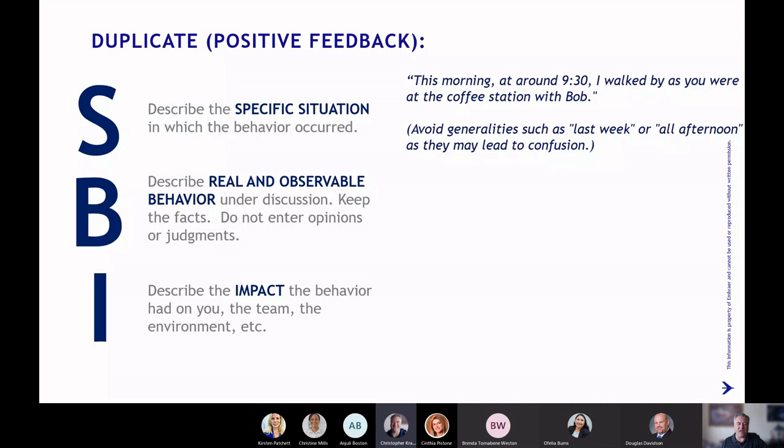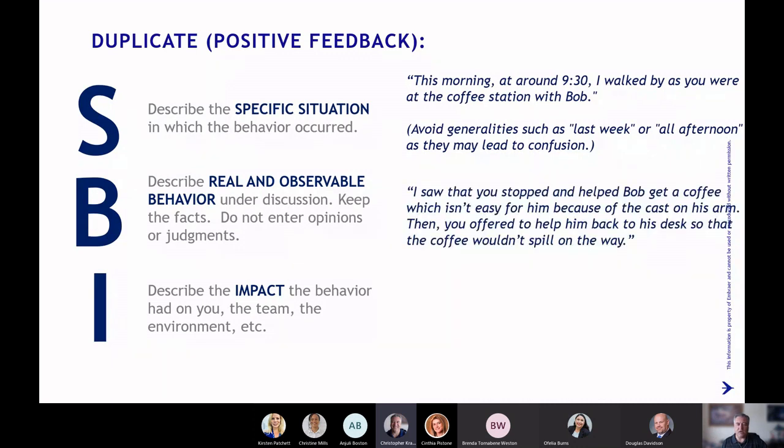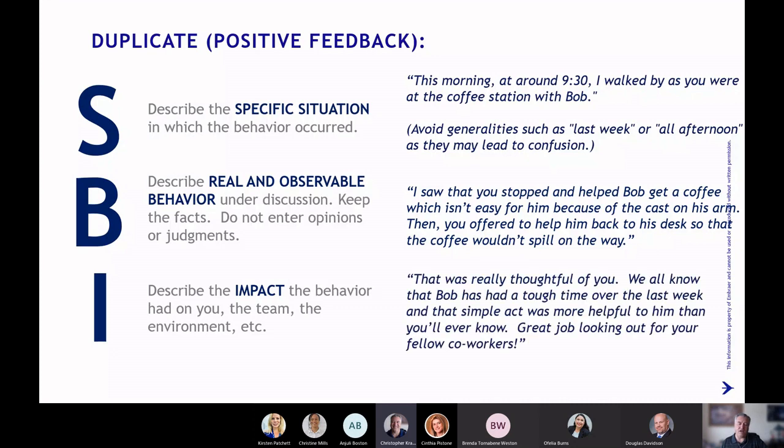The behavior, what's the behavior that I witnessed Ophelia doing? I saw you stop and help Bob get a coffee, which isn't easy for him because of the cast on his arm. Then you offered to help him back to his desk so that the coffee wouldn't spill on the way. What was the impact? Well, that was really thoughtful of you. We all know that Bob has had a tough time over the last week, and that simple act was more helpful to him than you'll ever know. Great job looking out for your fellow coworkers. SBI. It can't be any more simple than that.